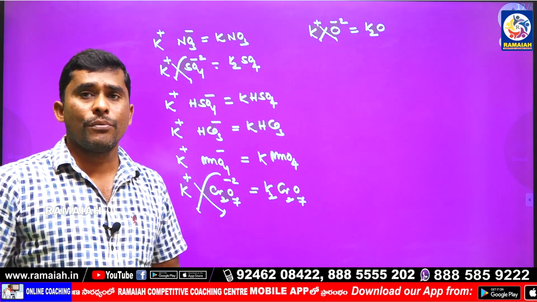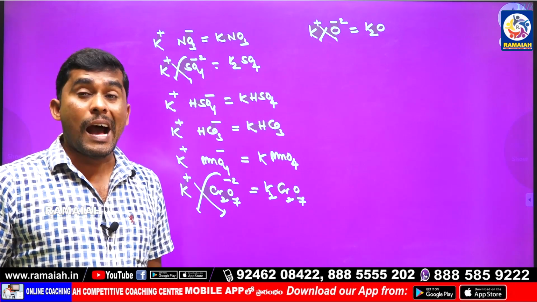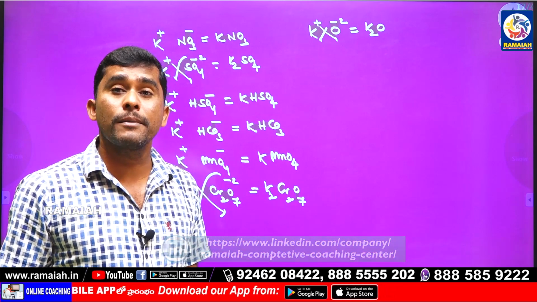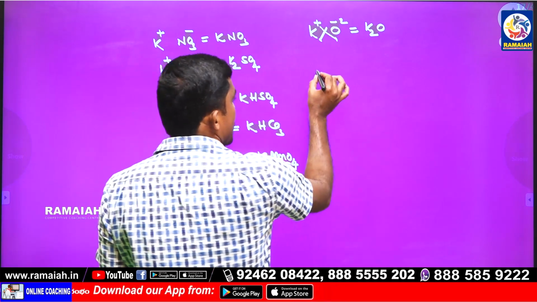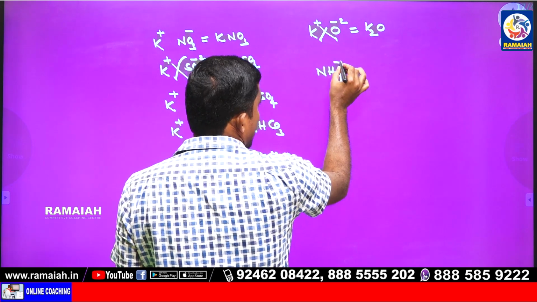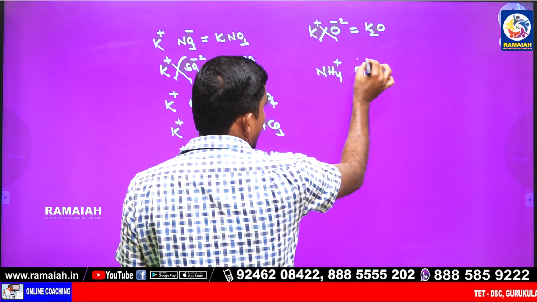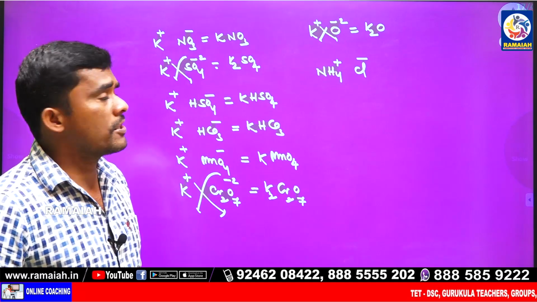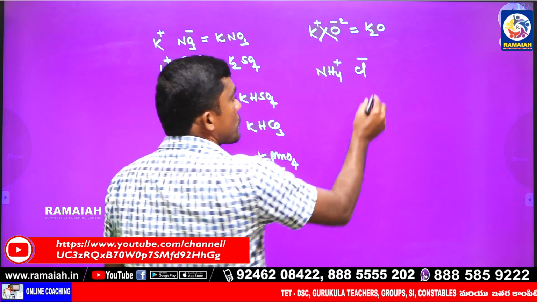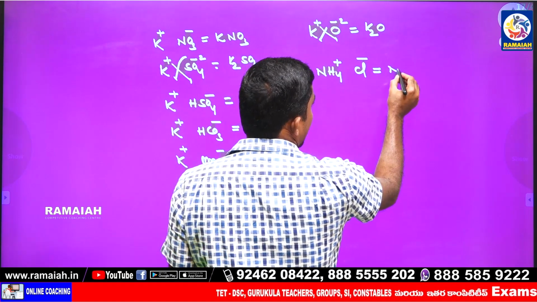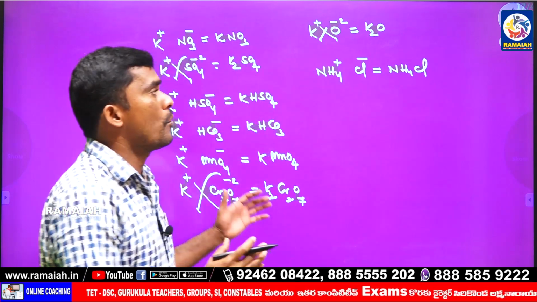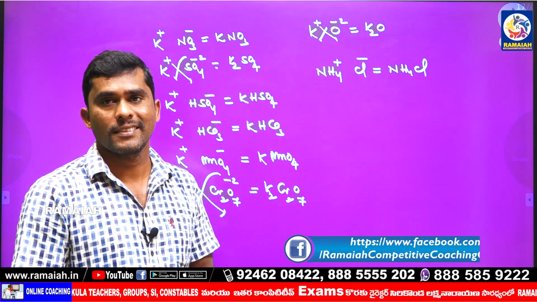Okay. For example, next one, ammonium chloride. What is the formula for ammonium? NH4 plus. Chloride, what is the formula of chloride? Cl minus. Then are the charges equal or not? Equal. Then the formula is the same. So NH4Cl. It is the formula for ammonium chloride.